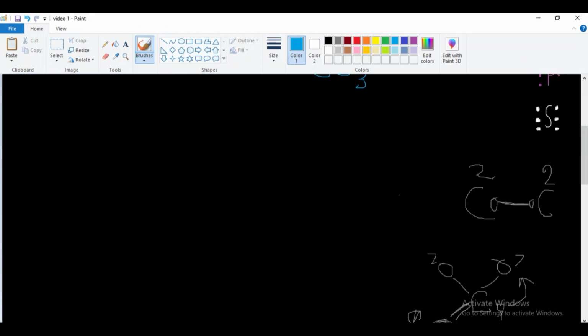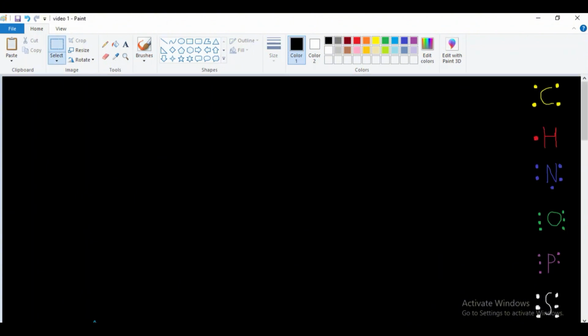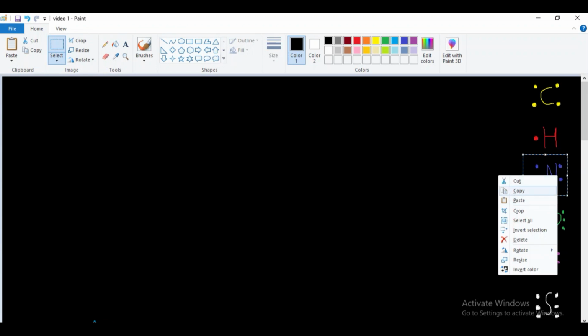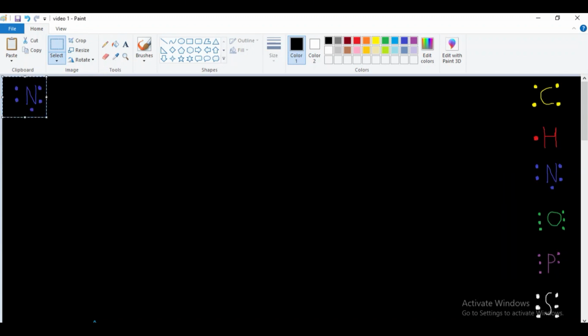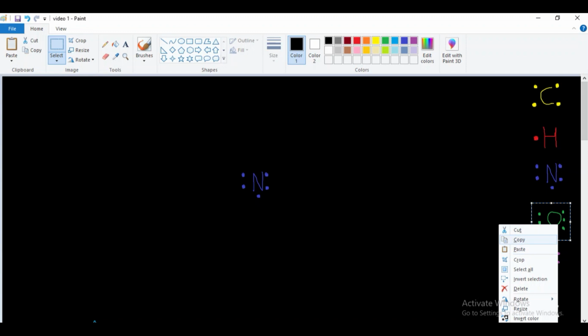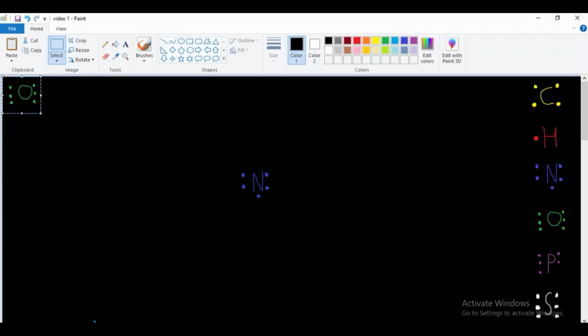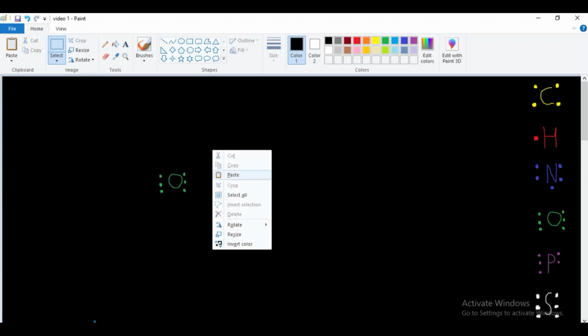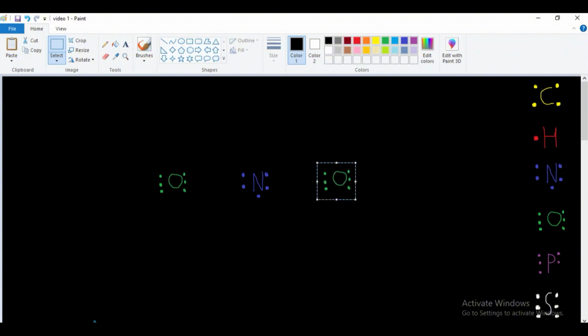Okay, moving on to the next, NO2. This is known as the nitrite ion. For the nitrite ion, what I will do is take out one nitrogen atom here. Then copy NO. I will try first with NO2.